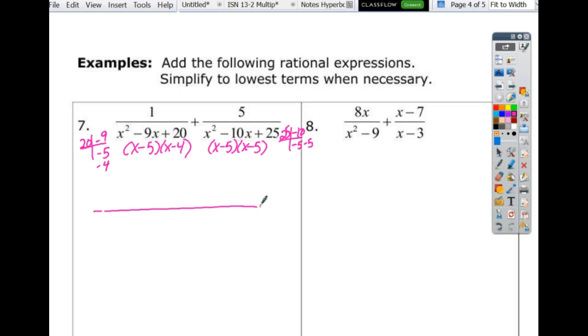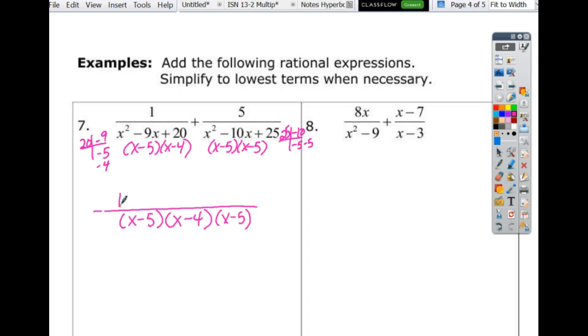All right. I need a common denominator. So I need x minus 5. I need x minus 4. So watch. I need an x minus 5. I have one. I need a second x minus 5. Do I have a second? No. I don't, so I need one more. If you have 2 under one thing, you have to have 2. So I'm going to write the 1 down.